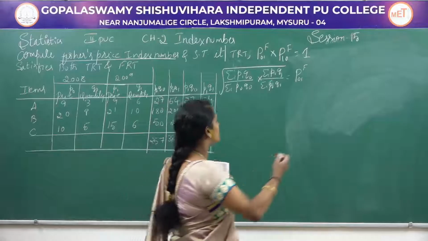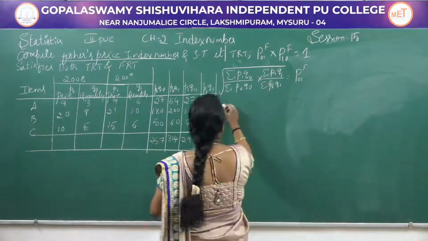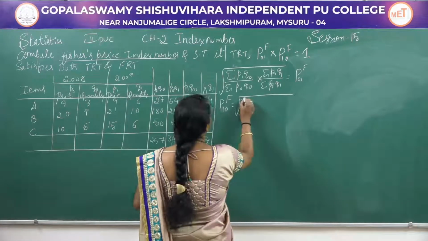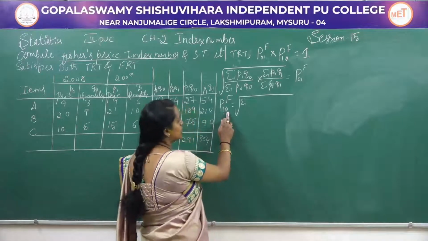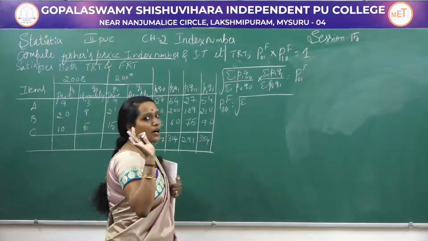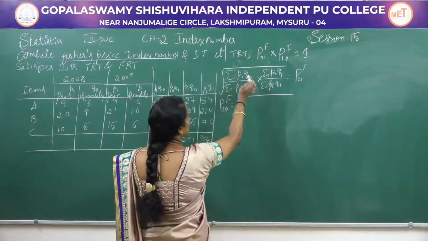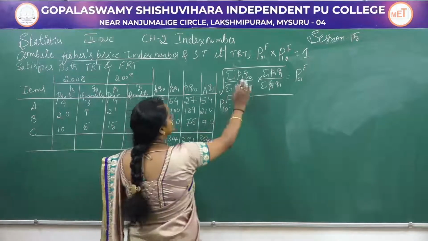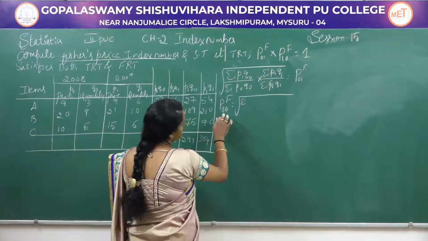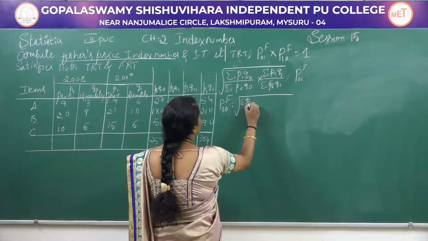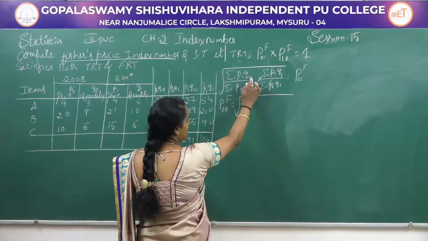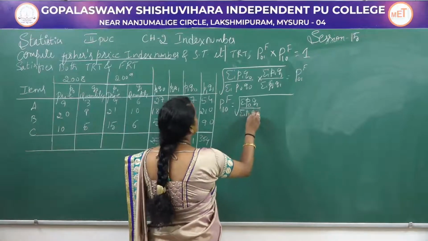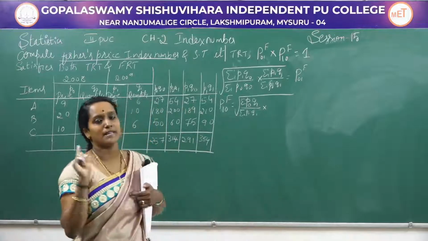Similarly, let me write the formula for P10 of Fisher's. This is the square root of, see, we have to just reverse the time. Instead of 1, you take 0. Instead of 0, you take 1. So we have reversed the time. Instead of P1, I should write P0. Q0 becomes Q1. Similarly, in summation of P1 Q1, wherever 0 is there, you replace it by 1.